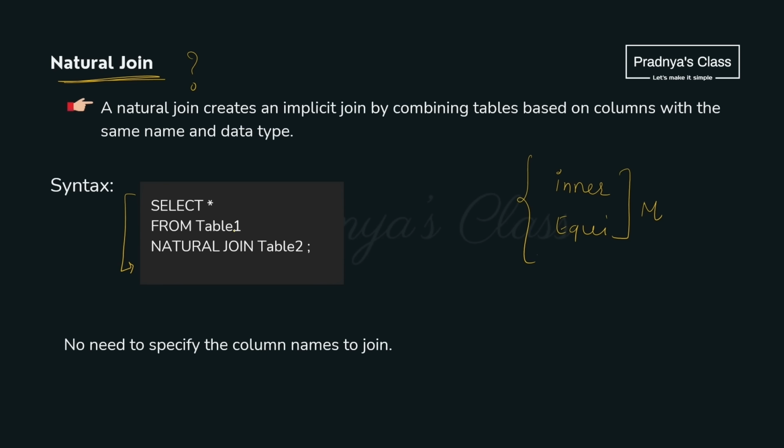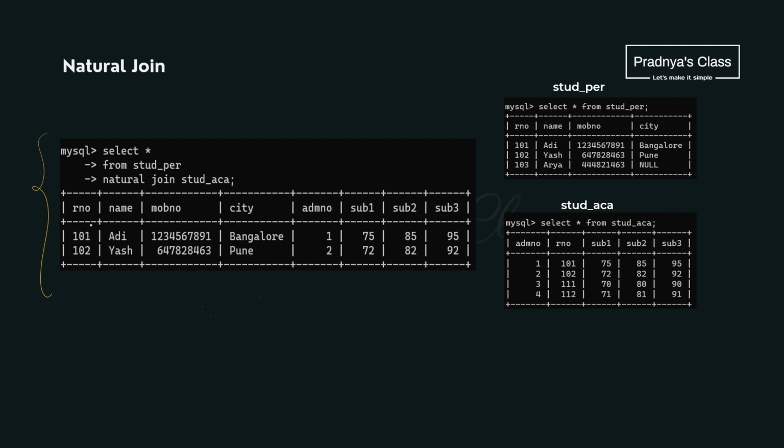Select star from table name, natural join table 2. Here we need not specify the column name. It will automatically consider the column with the same name as well as same data type. Look at this query. Select star from student personal, natural join, student academics. And look at the data. We got only common columns from both the tables.